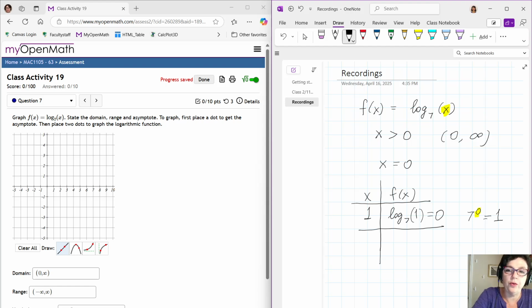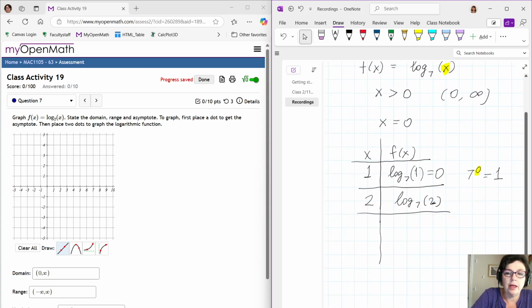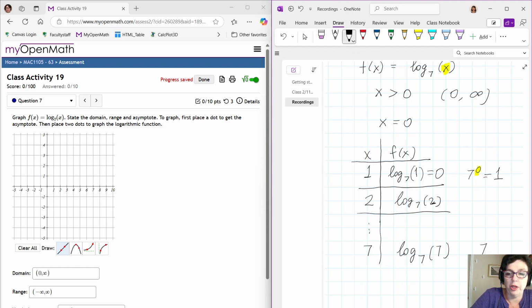Let's see if we can come up with the next point. If I plug in 2 for x, I will get log with base 7 of 2. Unfortunately, I cannot really simplify that. That's going to be some decimal number, so there is no way for me to get an integer here. I can keep going until I get to 7. Why would 7 work? Because if I take log with base 7 of 7, I ask myself, 7 to what power is 7? The answer is 1. So this right here is 1.